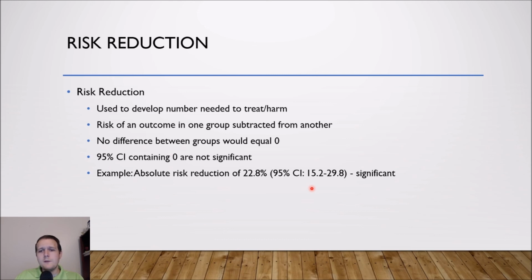And so again, because one is subtracted from another, if there's no difference between the two, then that difference would be 0. So here, if you have a 95% confidence interval and it includes 0, then it would not be significant. As an example, say I gave someone a beta blocker after a heart attack, and I compare that to someone I did not give a beta blocker to, and I found that there was an absolute risk reduction of 22.8%. If that 95% confidence interval ranged from 15.2 to 29.8, because it does not include 0, I would consider that significant. Okay, so those are the differences between a risk reduction versus, say, a risk ratio or a relative risk or an odds ratio.